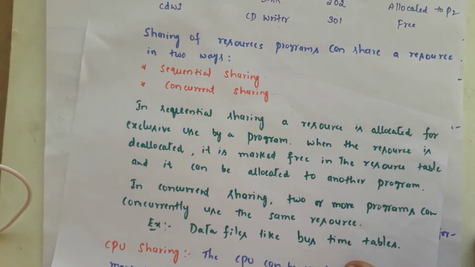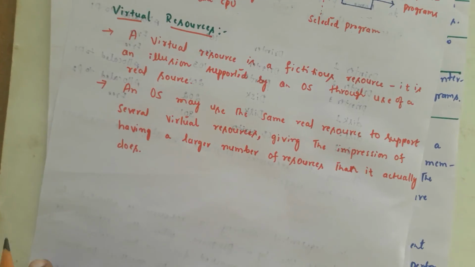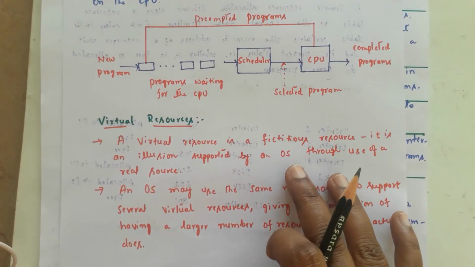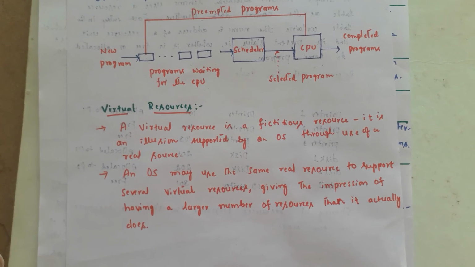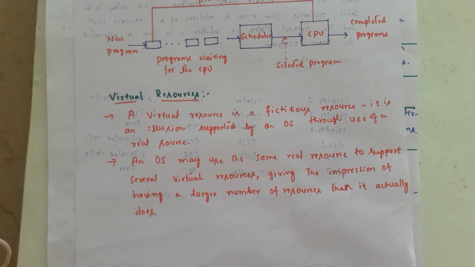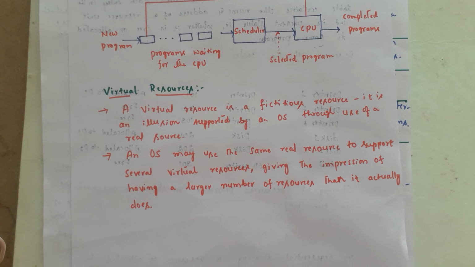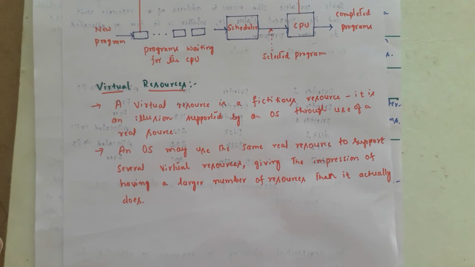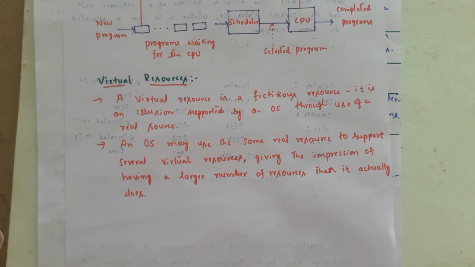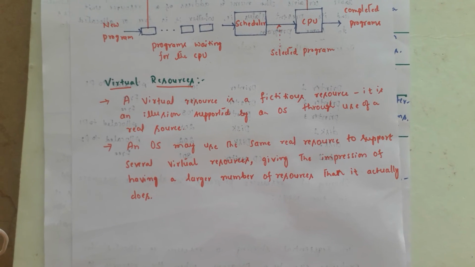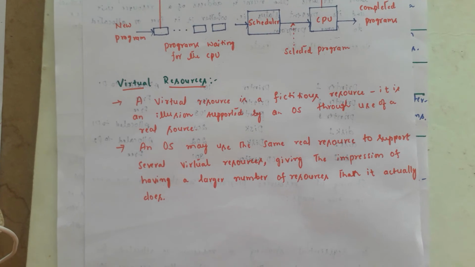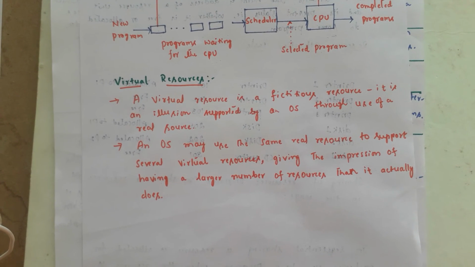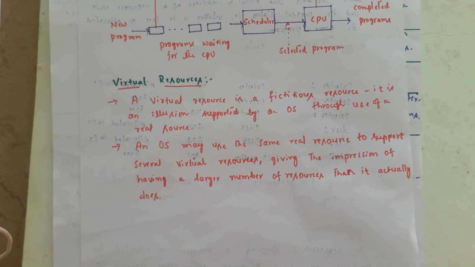And then comes CPU sharing, nothing but scheduling, which we have discussed. And the last we have is virtual resources. We all know the meaning of virtual. Virtual is something that is existing but we cannot see. It is an illusion but not an imagination. So the resources that are available can even be created as virtual by the operating system, so that the resources can be used effectively and in greater number by the users.